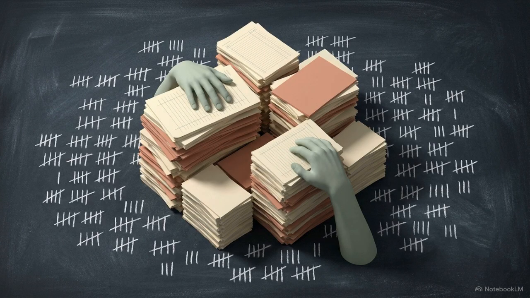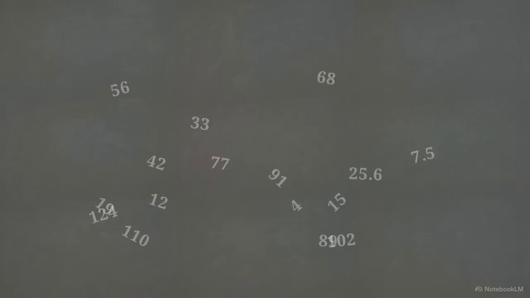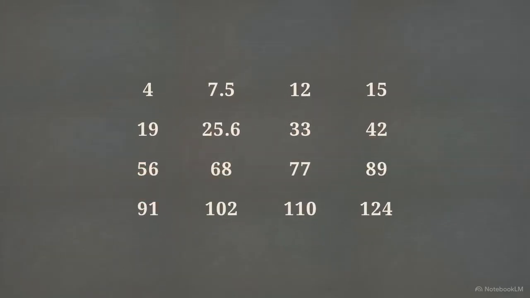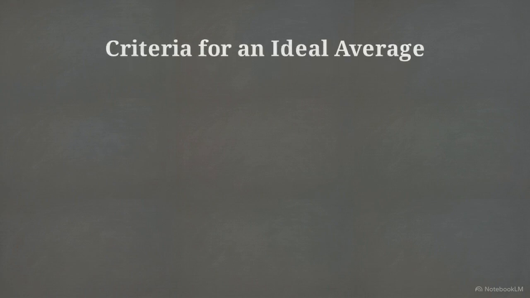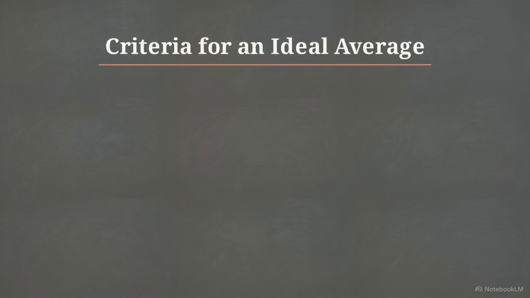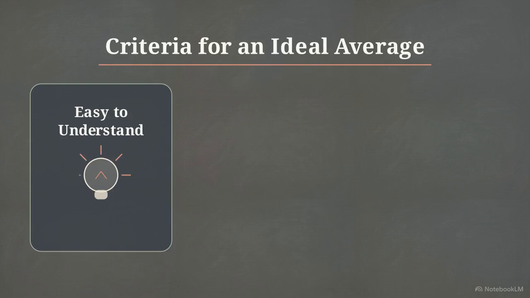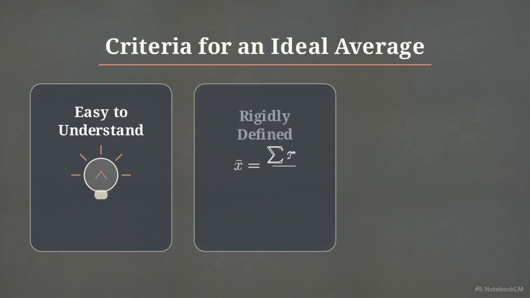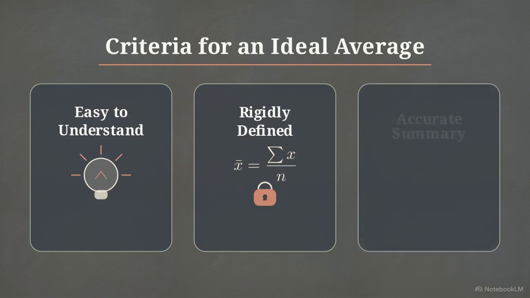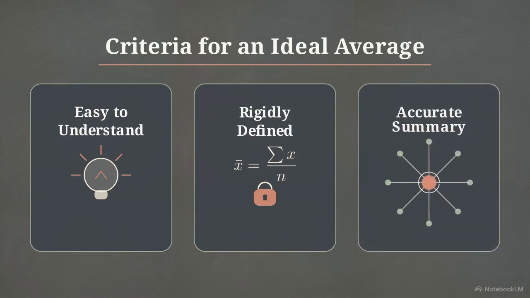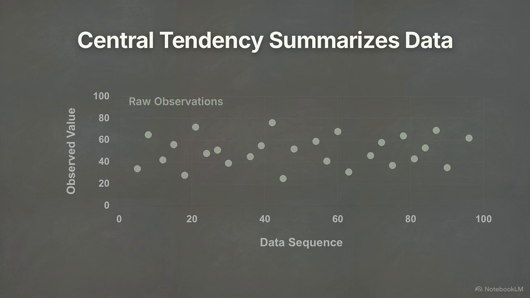Early statisticians like Ewell and Kendall realized that raw data in its natural state is chaotic and confusing to analyze. They developed these specific tools to cut through the numerical clutter. They determined that an ideal average must meet a few strict criteria. It needs to be easy to understand, it must be rigidly defined by mathematics, so anyone calculating it gets the exact same answer, and it has to accurately summarize the entire dataset. Central tendency provides the foundational logic needed to begin condensing disorganized information into a workable summary.